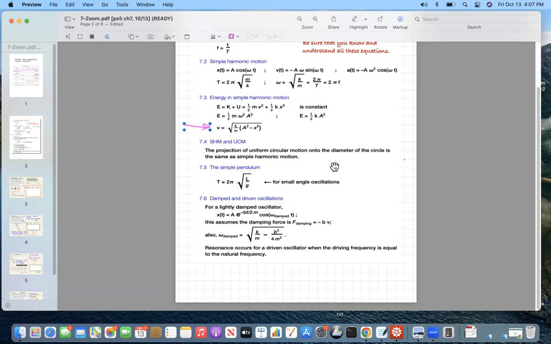L is not the amplitude. L is the length of the pendulum. The amplitude is how far it's swinging back and forth. The amplitude might be considered the maximum angle.